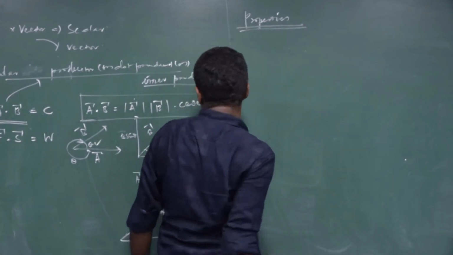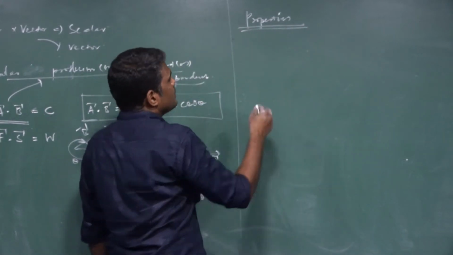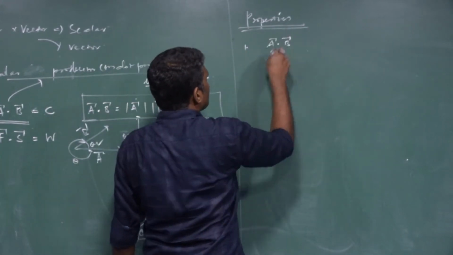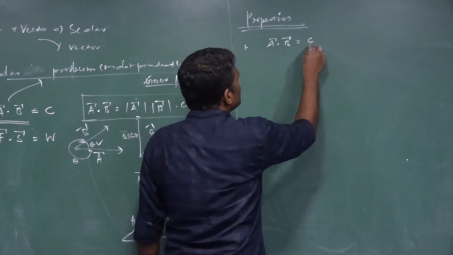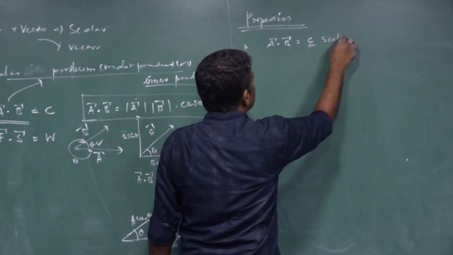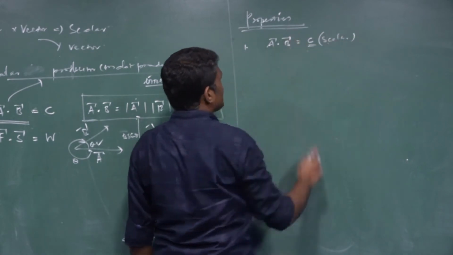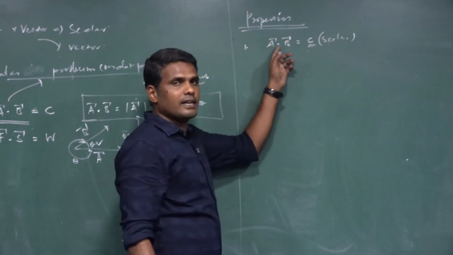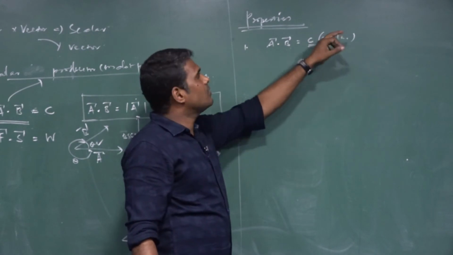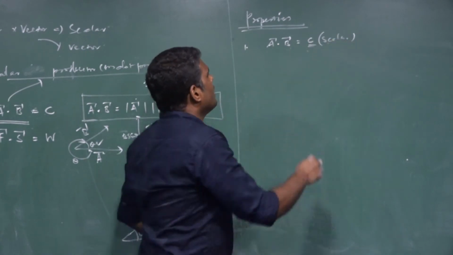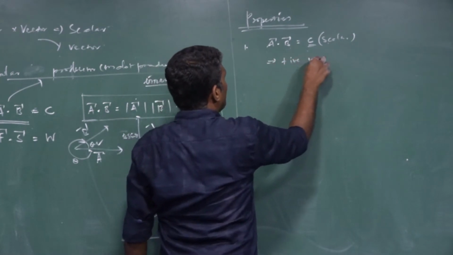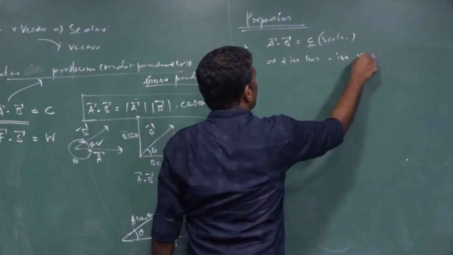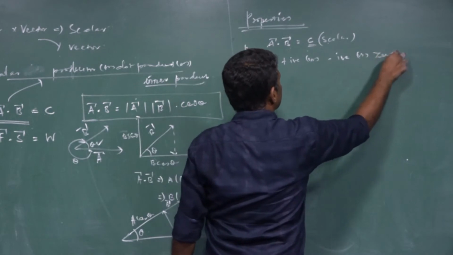Properties of the scalar dot product. First one, the dot product of two vectors, a vector dot b vector, will give you a quantity c, which is always a scalar in this case. In a scalar dot product, the resulting quantity will always be a scalar. And the scalar may either be positive or negative or zero.